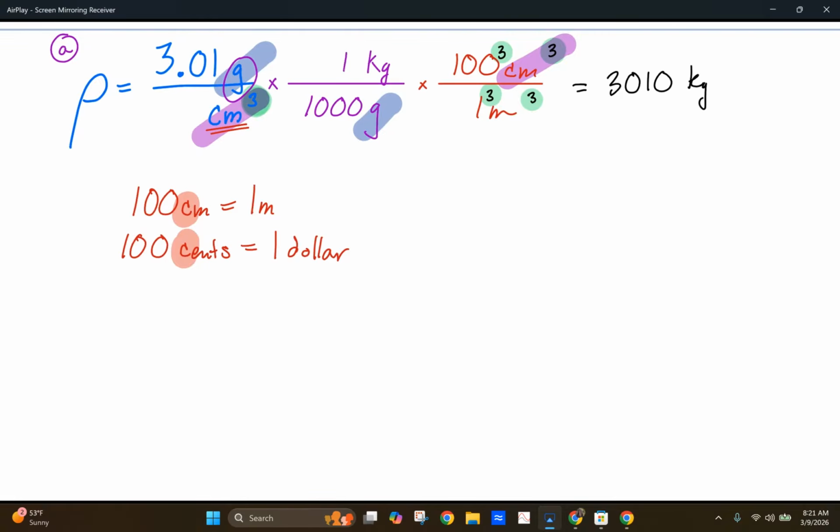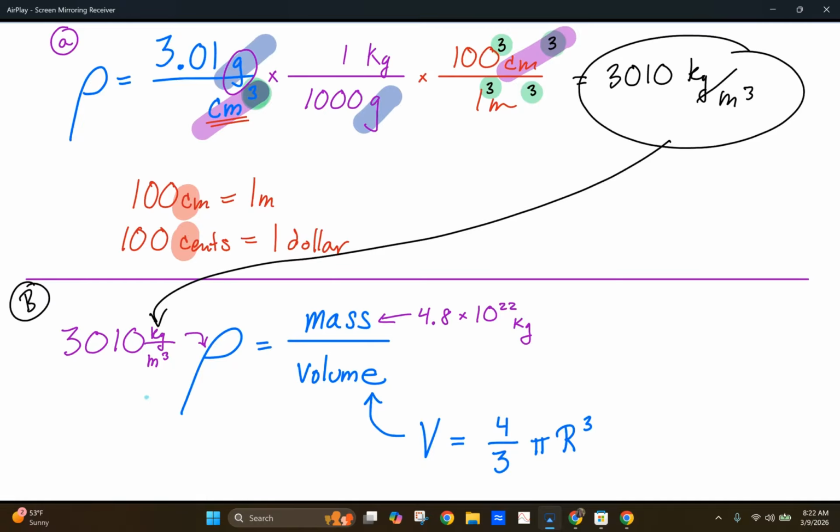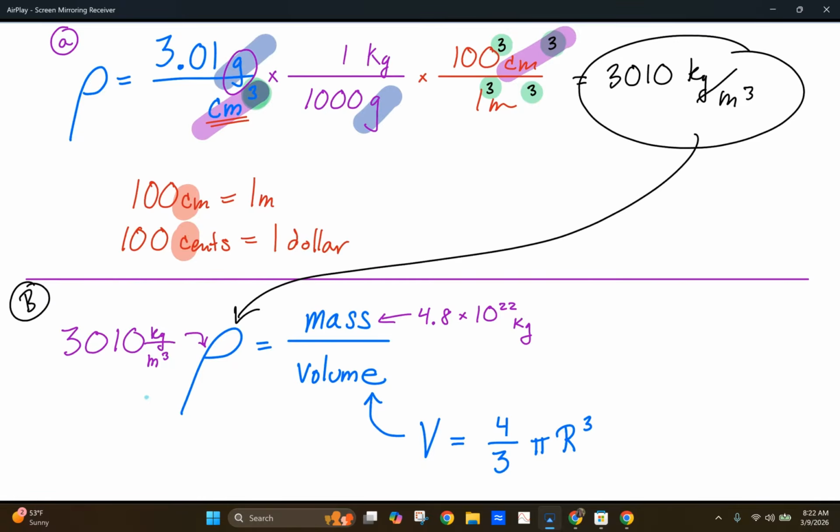Then once we do that, we can do part B. So for part B, we need to get that density and find a radius. But in order to find radius, we need to find the volume. So we're going to use the relationship that density is equal to mass over volume. We just found our density up here in part A, so that's going to be what we use for density. The mass was given in the problem, that's 4.8 times 10 to the 22 kilograms. And then we just need to solve for volume.